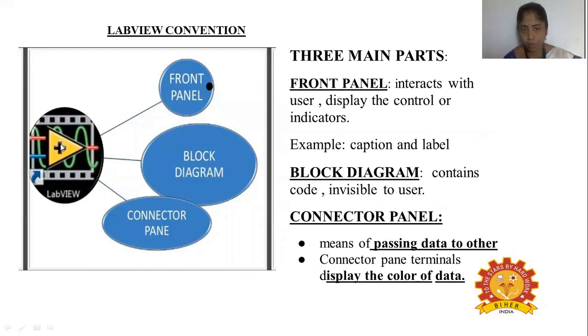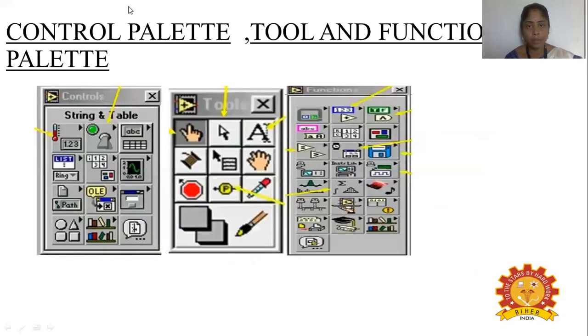Then the connector panel, which means the connectivity present in LabVIEW, which connects your front panel and a block diagram. It is the means of passing data from one to the other, in order to display the values in a digital form. These are the three tools which have various connectivity.